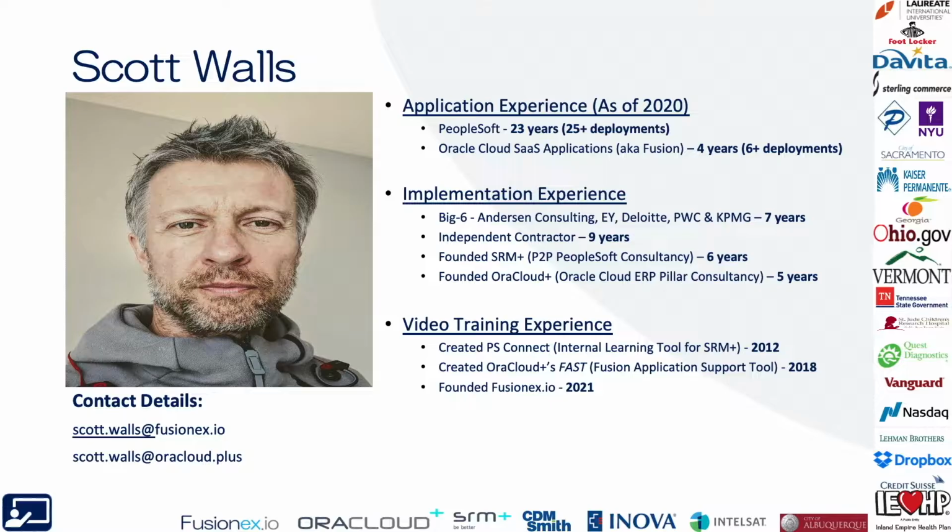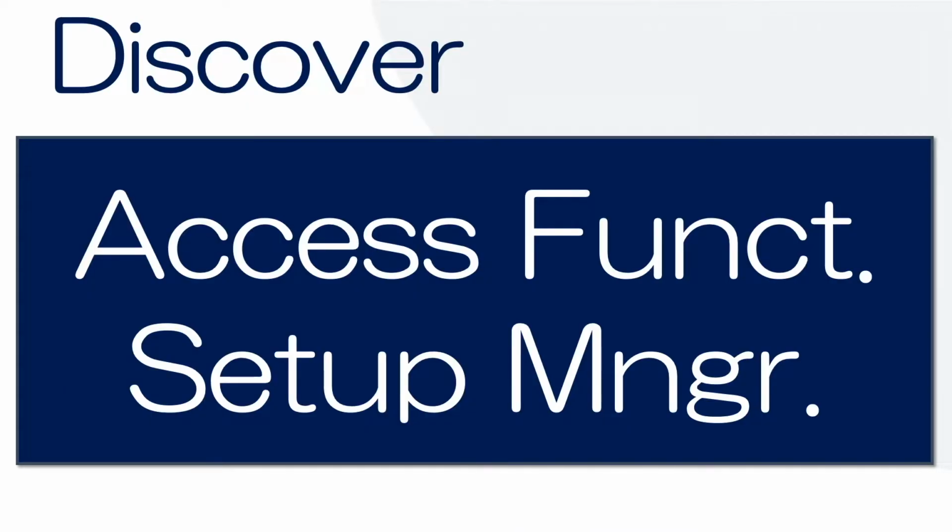In this lesson, I'm going to teach you how to access Functional Setup Manager, or FSM, also known as the backend. Also, how to find the offering, add the right columns, and show all the tasks required to do configuration. Please note that this lesson is part of the Getting Started course found under the Oracle Cloud area of the Discover menus.